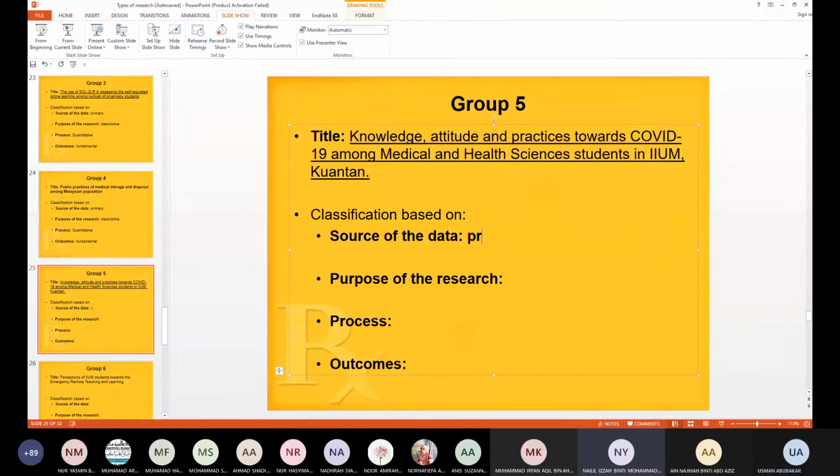Is that true? Right. Based on the purpose? Descriptive. Right. Based on the process? Quantitative. Yes. Why do you think it's quantitative? Because we want to study the prevalence. Okay, so you are going to use numbers to describe it? Yes. All right. How about the outcome? Classification based on the outcome of the research. Fundamental.